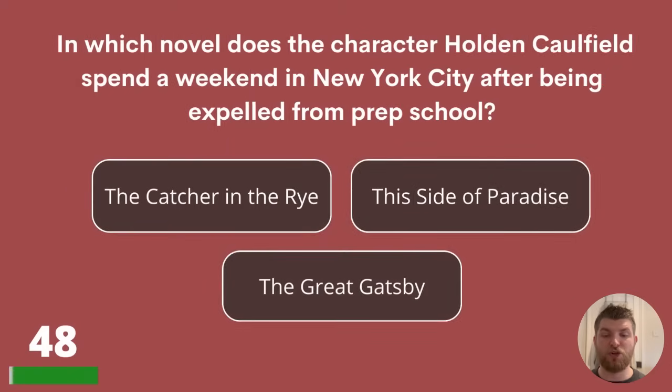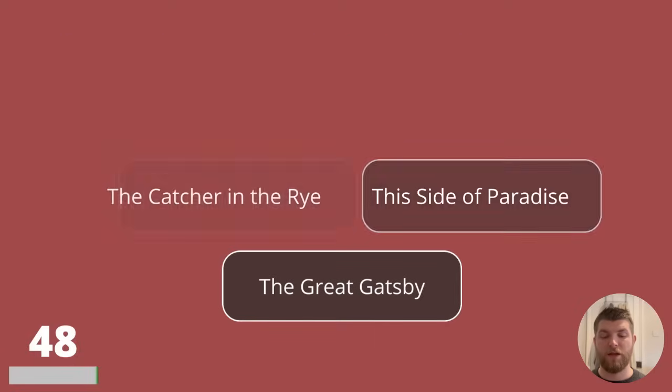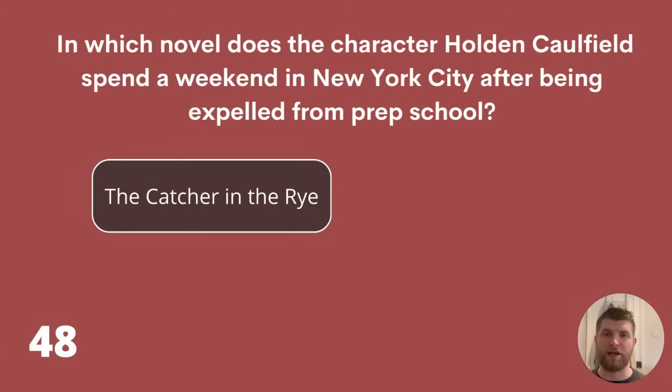48. In which novel does the character Holden Caulfield spend a weekend in New York City after being expelled from prep school? The Catcher in the Rye, This Side of Paradise, or The Great Gatsby? The answer is The Catcher in the Rye.